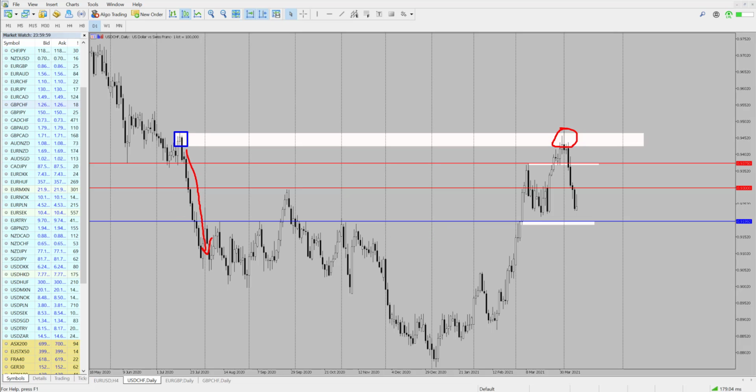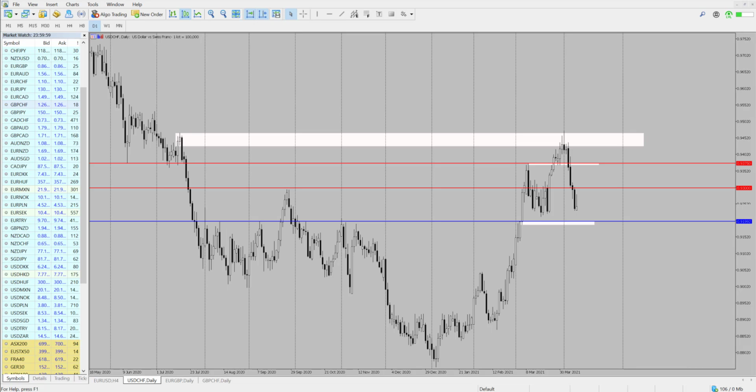Now, what we like to talk about as well is the sort of 236 move in here. So if I actually use the fib and start at this swing low, I'm just going to bring it up to the current swing high. We can see that price has closed below the 236. That to me is a sign that we're going to see a trend reversal.